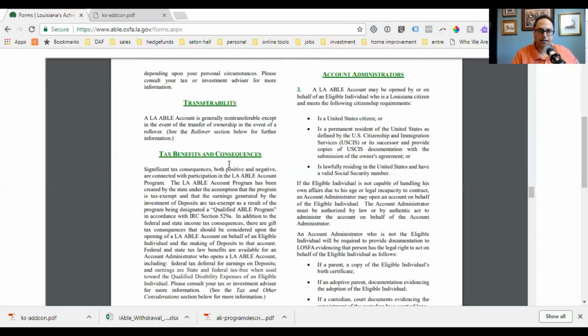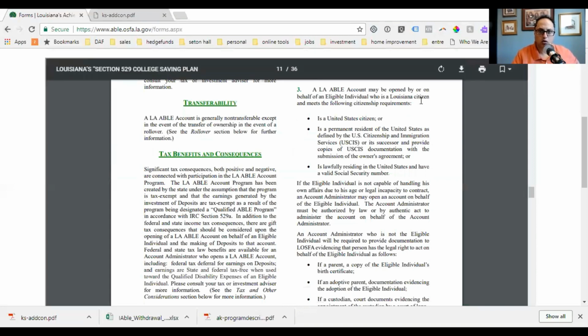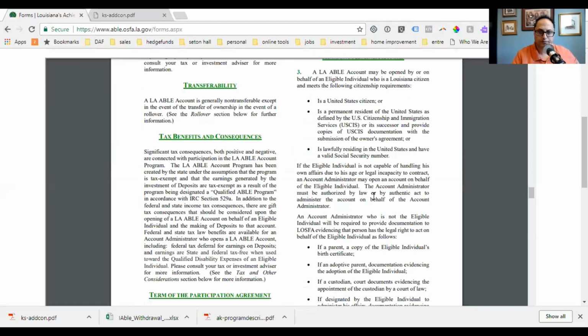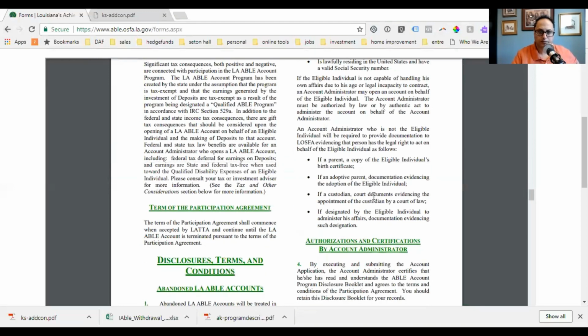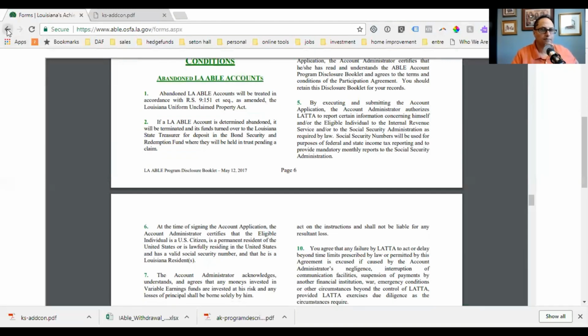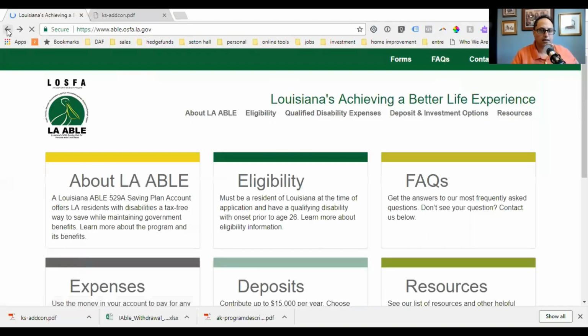Okay, LA ABLE accounts may be opened by or on behalf of an eligible individual who's a Louisiana citizen and meets the following criteria. All right, I'm sorry, folks. Not sure why, but that one is getting me.